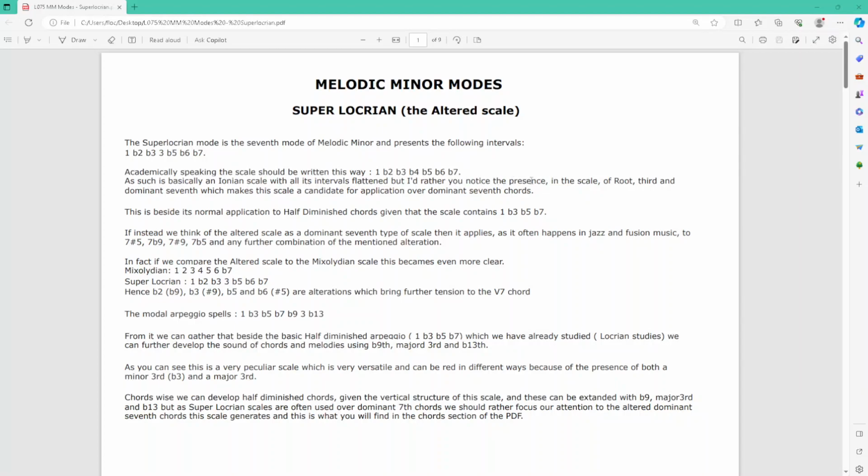But I'd rather you notice the presence in the scale of the root, third, and the dominant 7, and that's why I wrote it with a 3 instead, even if not totally academically correct. So 1, 3, flat 7, which makes this scale a candidate for application over dominant 7 chords. Now let's look at some other piece of theory.